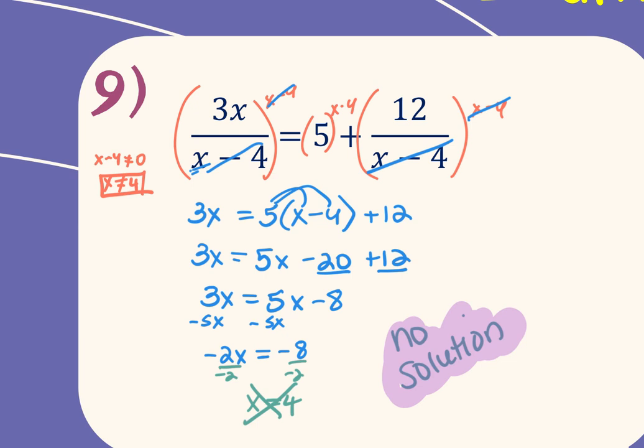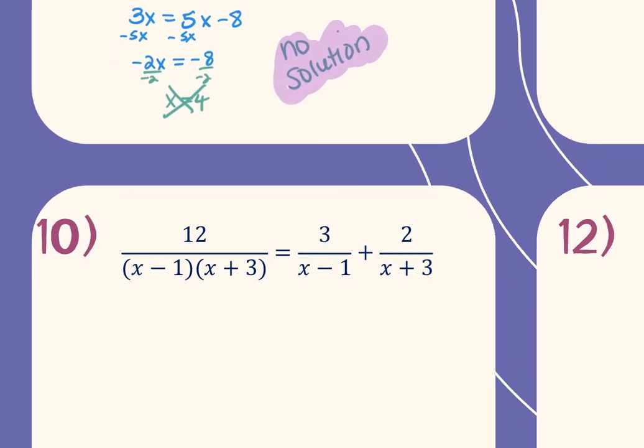So with these questions, every single one of them can be checked. Some are easier than others to plug back in. If you go to plug this back in, you're going to get a 0 in the denominator. And then when you divide by 0, you know it's undefined. But if you just remember that restriction at the beginning, it saves you that extra couple of steps. All right, go to 10.